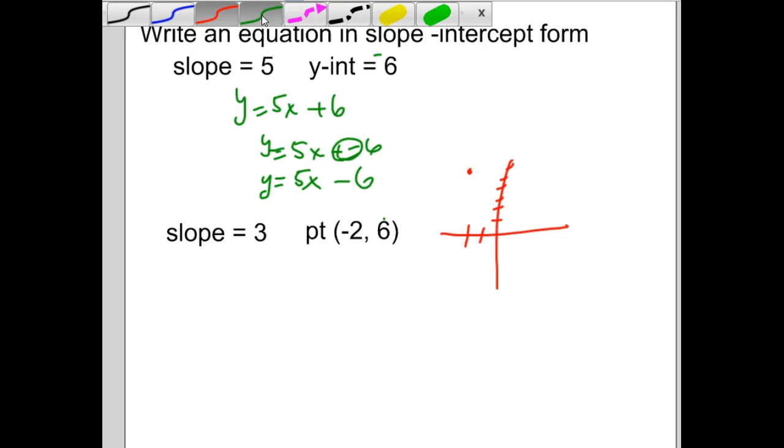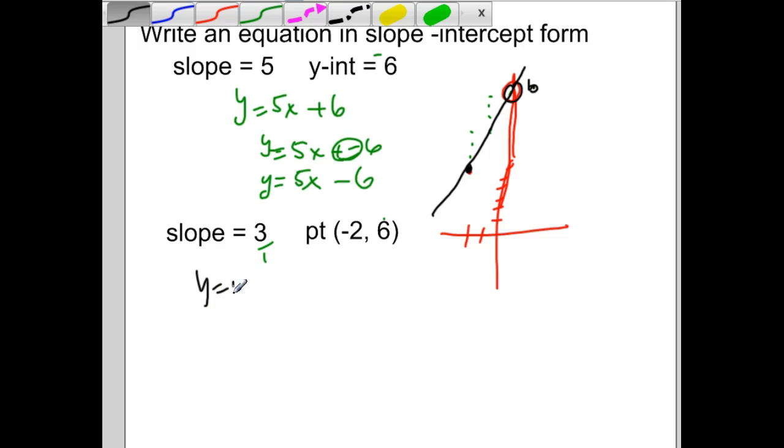So I'm talking about a line that has a slope of 3. Remember, slope means it rises 3 and runs 1. So 1, 2, 3 over 1. 1, 2, 3 and over 1. So this would be the y-intercept, somewhere around here. This would be the line that goes through the point negative 2, 6, and it has a slope of 3, and we need to figure out what the y-intercept is, which is the b. We don't know what it is.